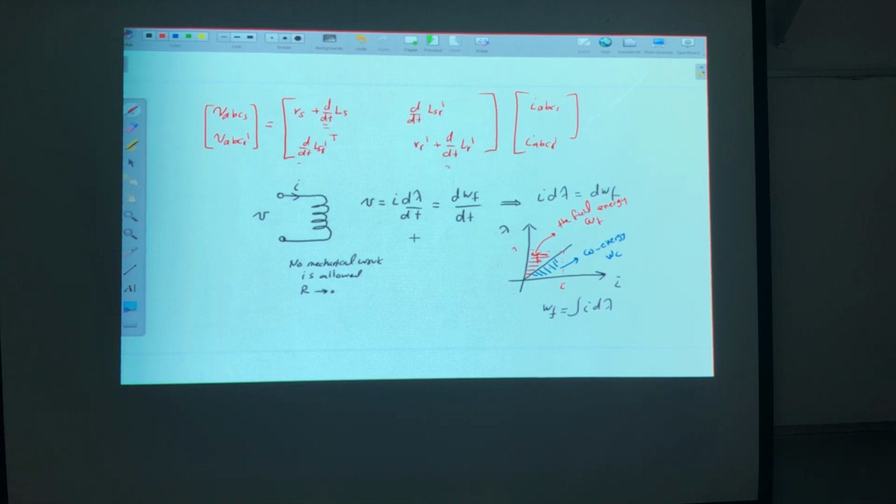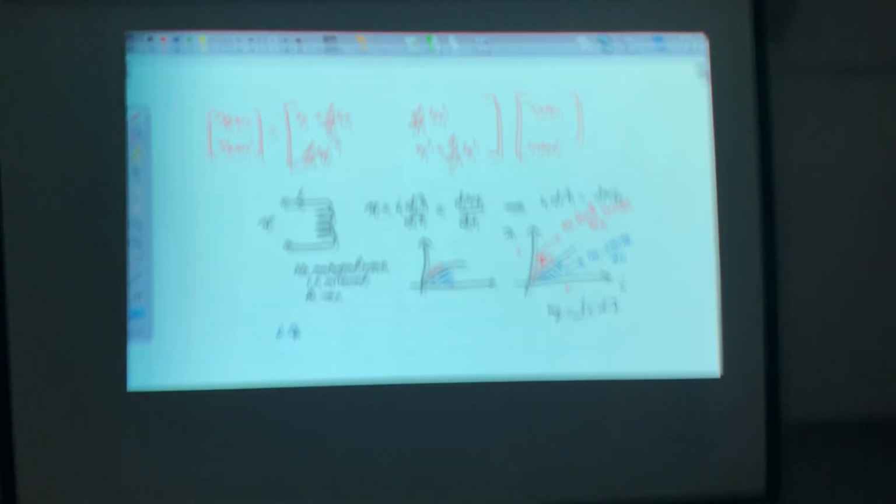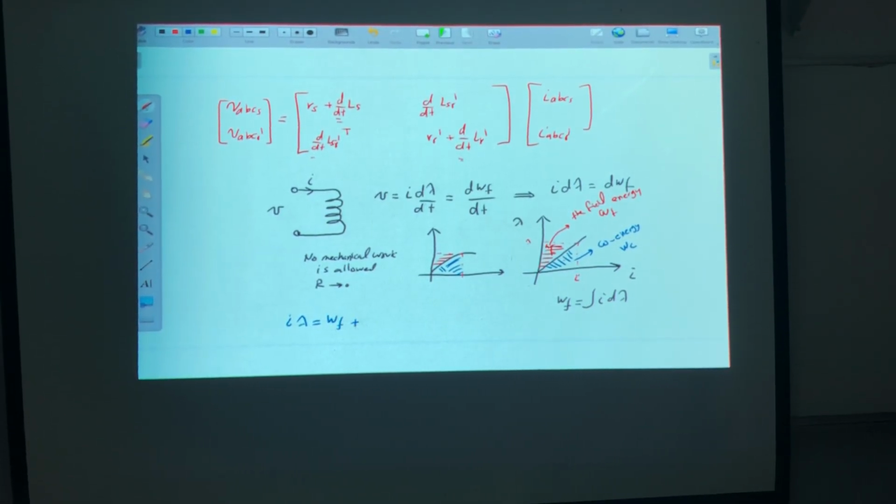Now, if this one is non-linear, it will be the same, yes. This will be the field energy, and this will be the co-energy. Whether it is linear or non-linear, the summation of the field energy and the co-energy will equal i lambda. So i lambda will equal omega f plus omega c. Good. So now let's return back here.